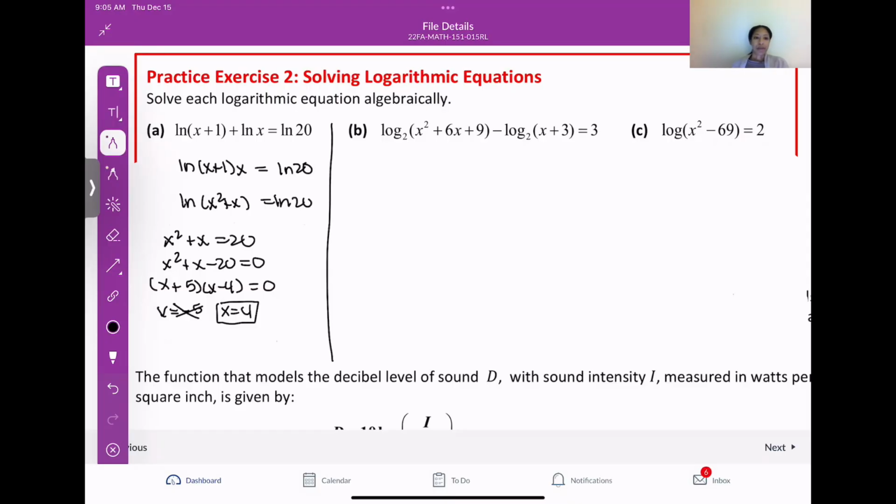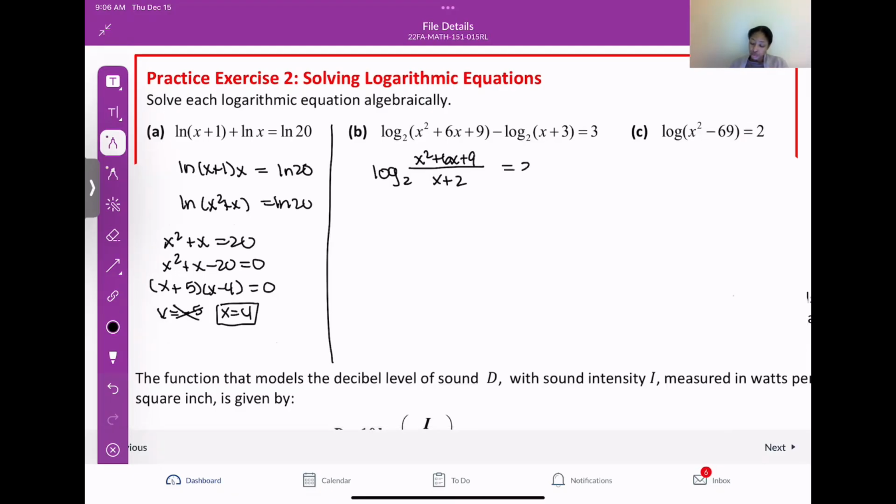All right, then on to part B. Log base 2 of x squared plus 6x plus 9 minus log base 2 of x plus 3 equals 3. We can condense this to log base 2 of x squared plus 6x plus 9 divided by x plus 3. And again, we're dividing here because the logs are being subtracted. In the previous one, we multiplied because the logs were being added. All right, and this is equal to just 3.